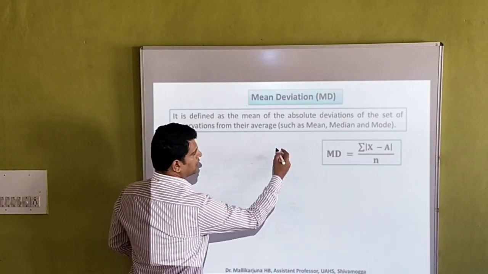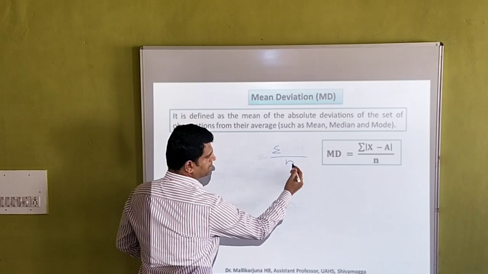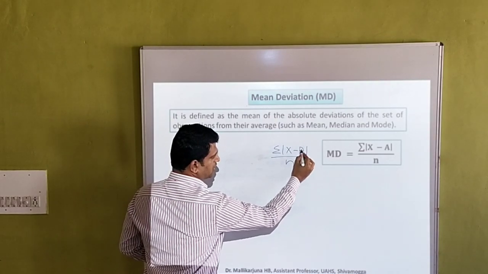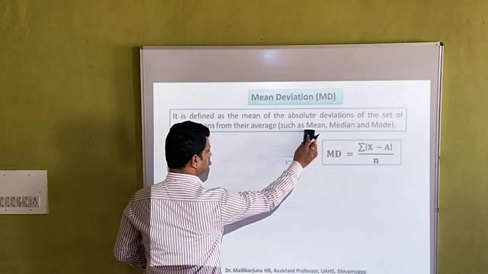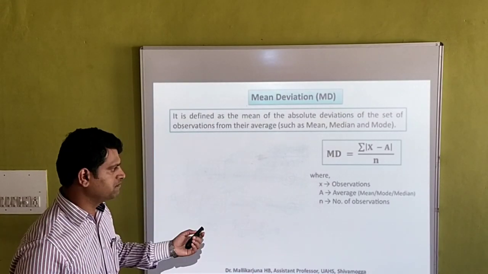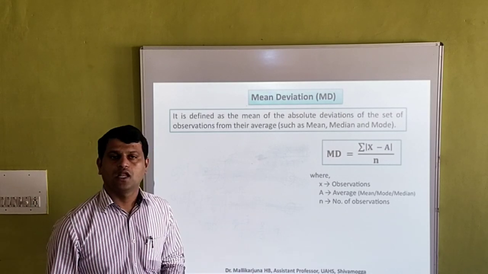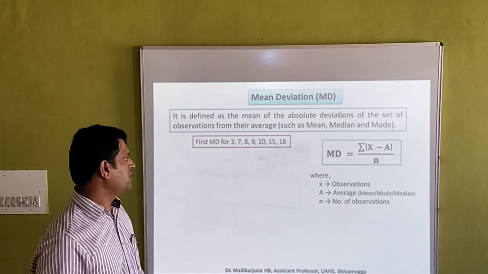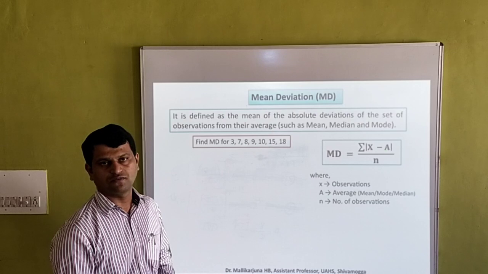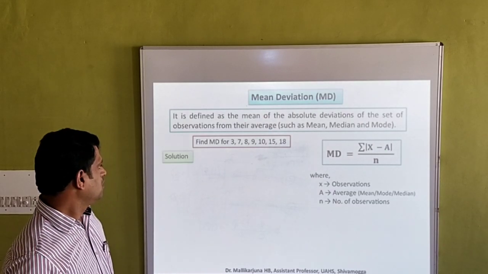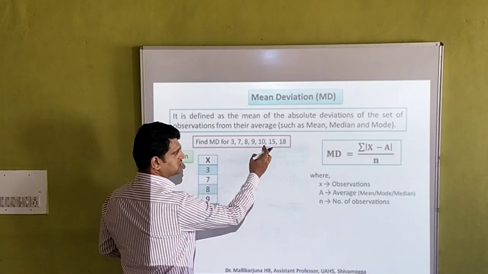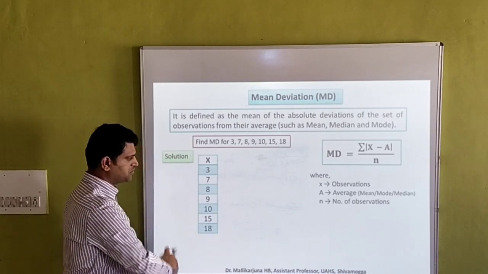Mean deviation is the mean of the absolute deviations of the set of observations from their average. Here x is the set of observations, A is the average, either mean, mode or median, and n is the number of observations. Find the mean deviation for this set of observations. I have taken the same set of observations for all the problems. Solution: the set of observations are the x values x1, x2, x3, x4, x5 up to x7.